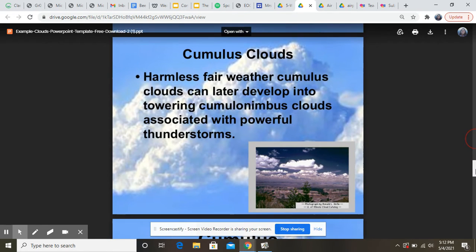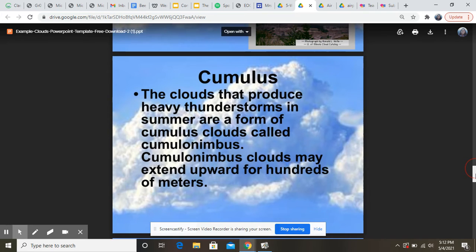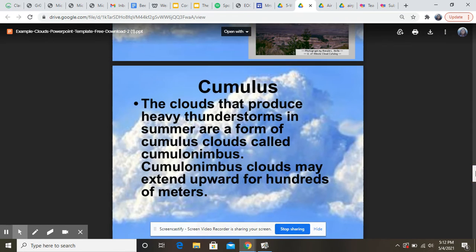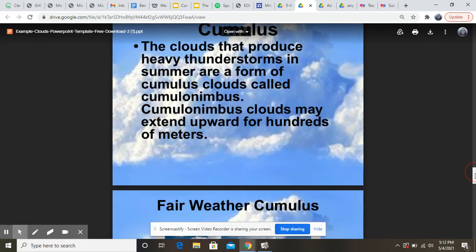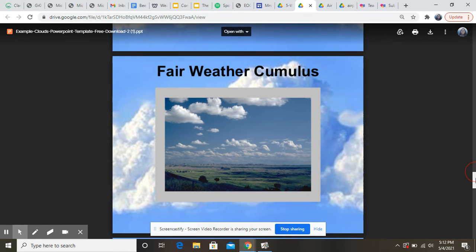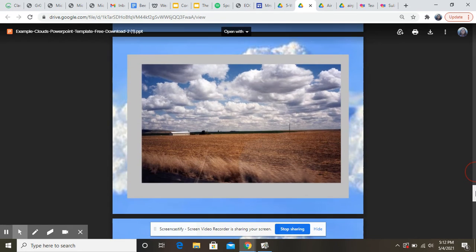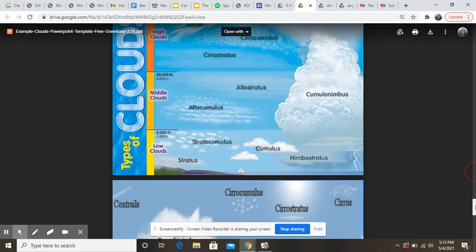Next is cumulus clouds. So cumulus clouds bring fair weather. They're like the cotton balls in the sky. Cumulonimbus clouds are the clouds that bring heavy thunderstorms. Cumulonimbus is really hard to pronounce, so that helps me remember that it's going to be thunderstorms. And then here you have the fair weather, just cumulus clouds, the cotton ball looking clouds.